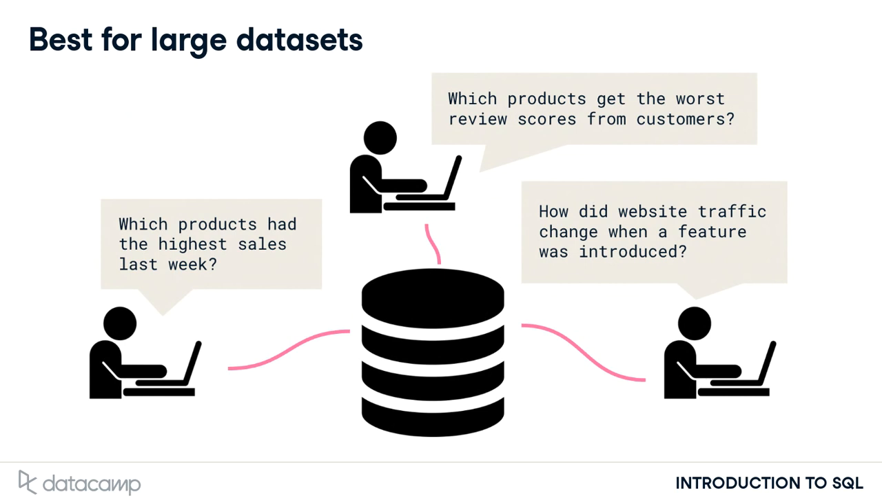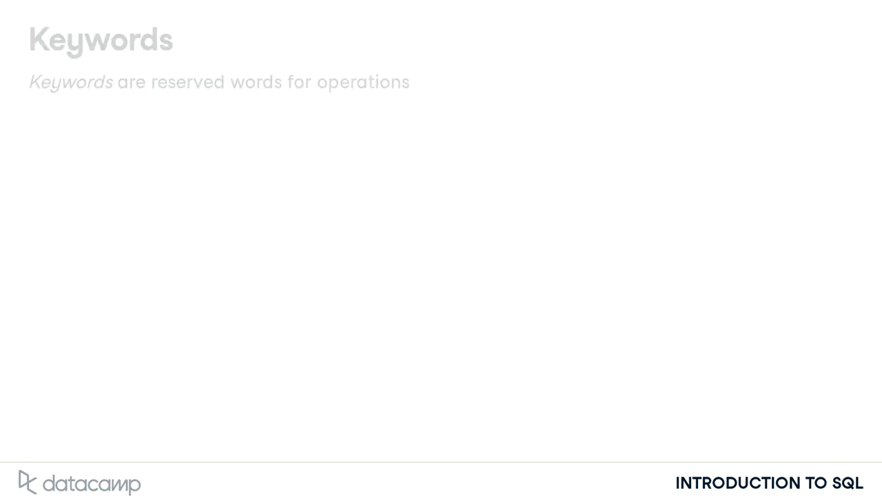But for sprawling and diverse data, such as the data related to a retail platform, organizing the data in a database is best. Then, we use SQL queries to uncover trends in website traffic, customer reviews, and product sales. Which products had the highest sales last week? Which products get the worst review scores from customers? How did website traffic change when a feature was introduced? SQL shines when an organization has lots of data with complex relationships.